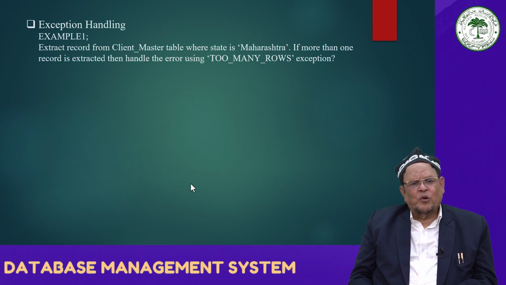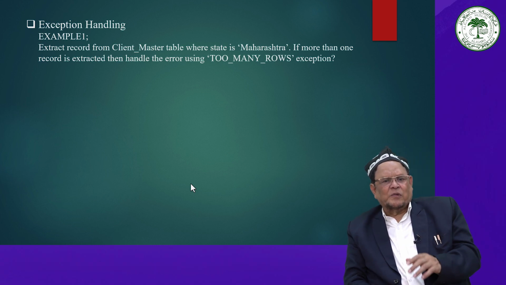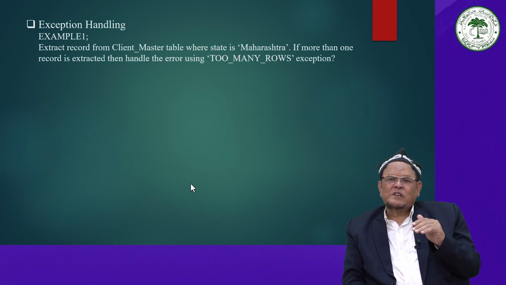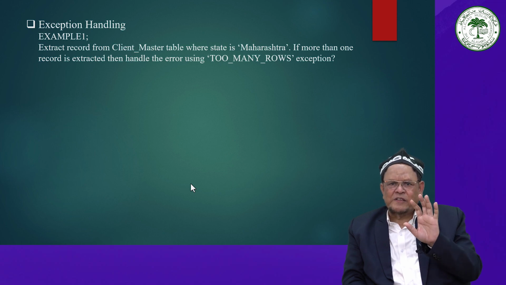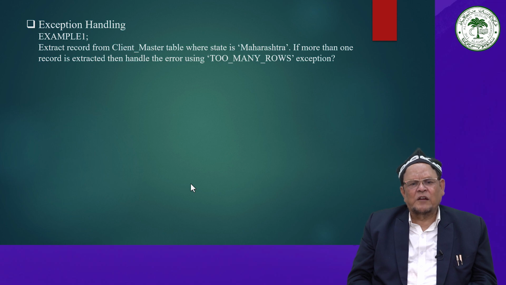I am taking an example. Extract a record from the client master table where the state is Maharashtra. If more than one record is extracted, then handle the error using the too many rows exception. We have already created a database in the previous lecture, 5 databases created. So within that the client master table is already available. So by using that you have to write. How will you write?